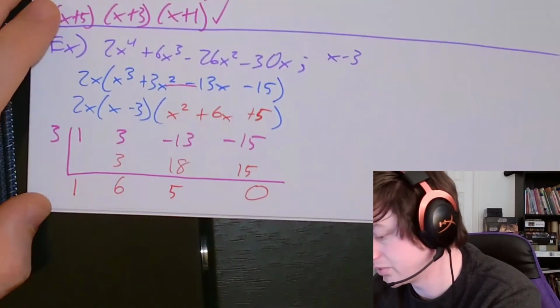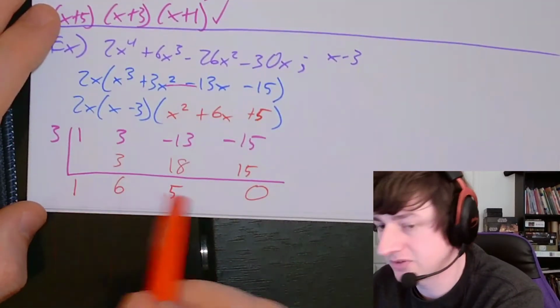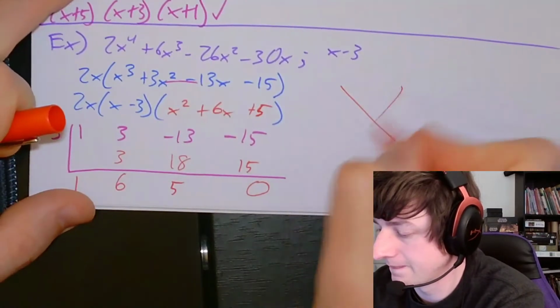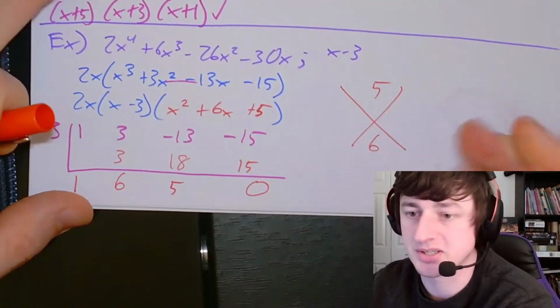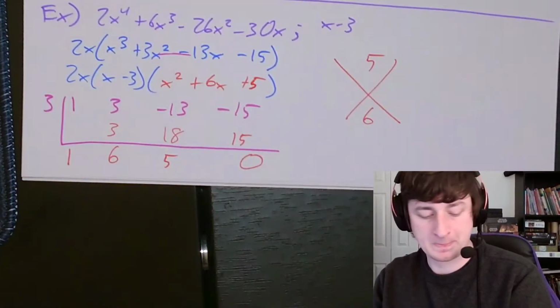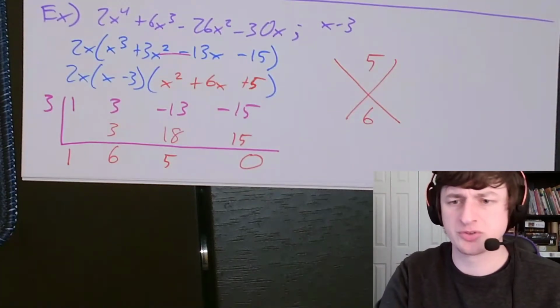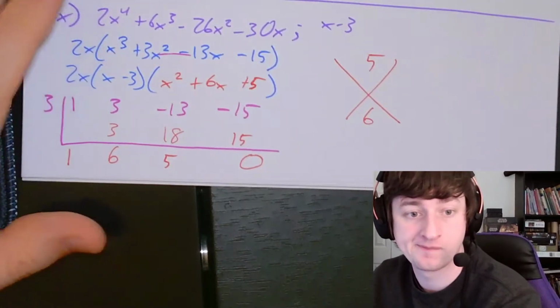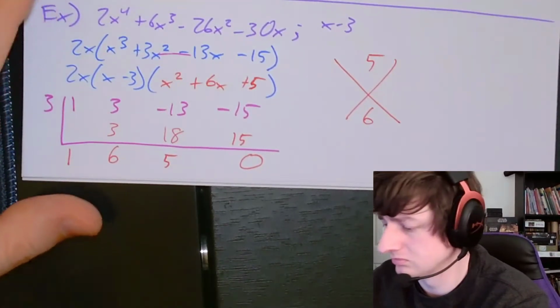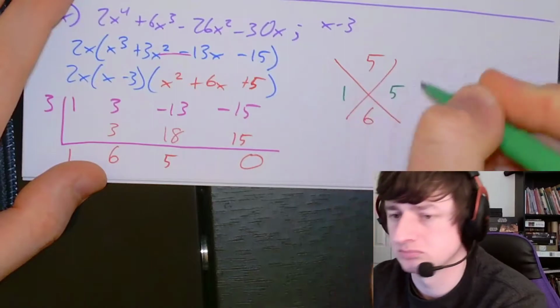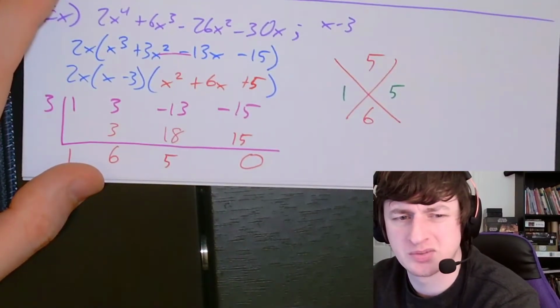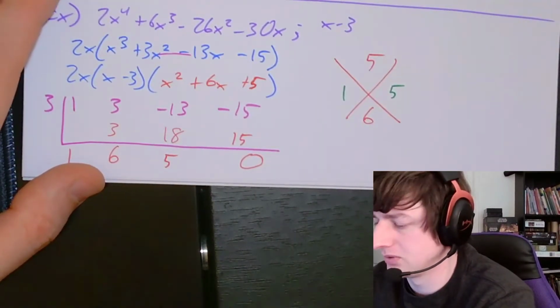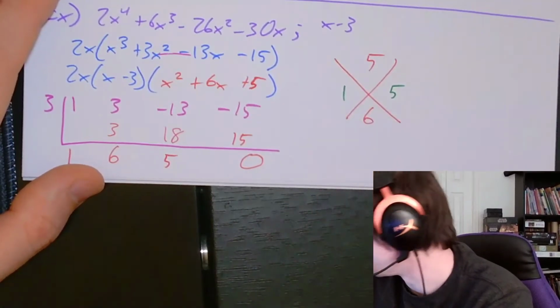Okay, so we need two numbers that multiply to make 5 and add to make 6. Two numbers that multiply to make 5 and add to make 6 are 1 and 5. I want to say 1 and 6, but that adds to make 7 and multiplies to make 6. That's not right. It's 1 and 5.